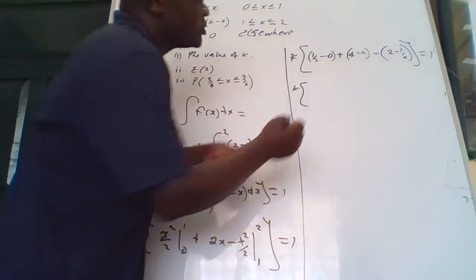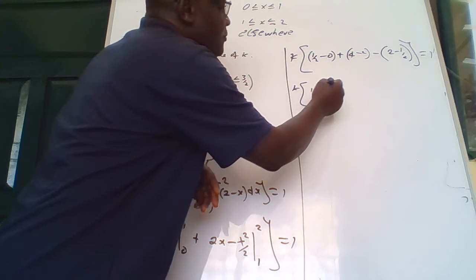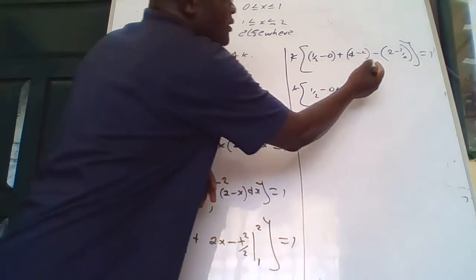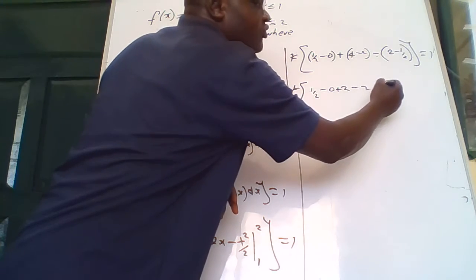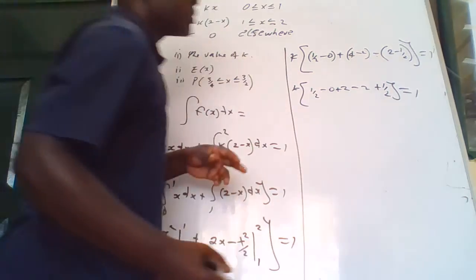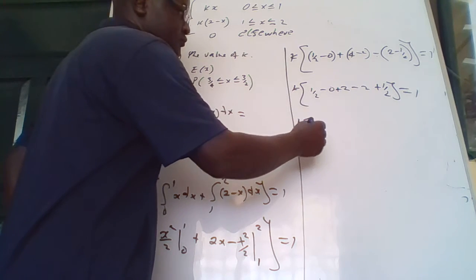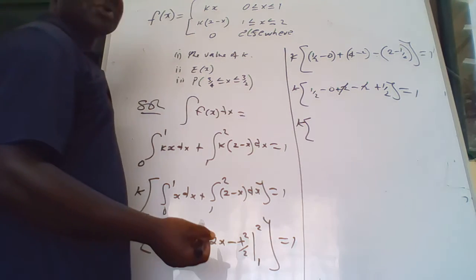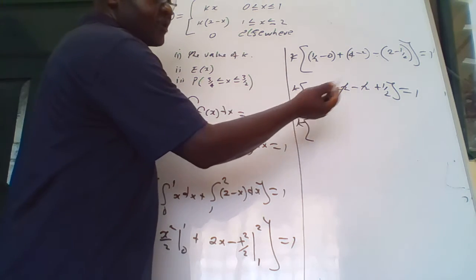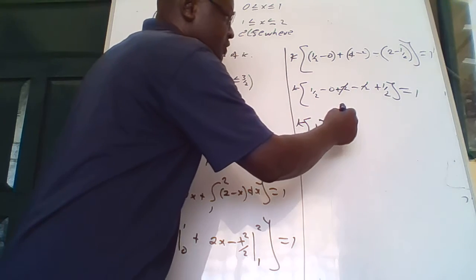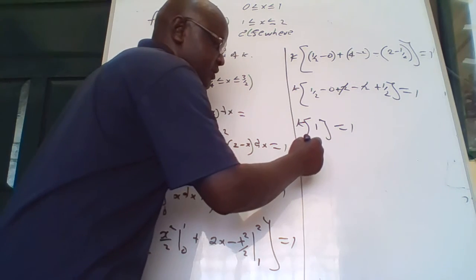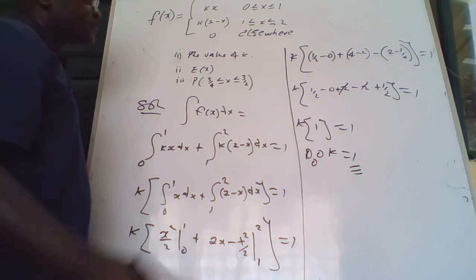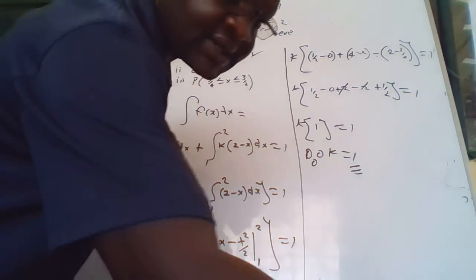So we have k times a half, minus 0. Here we have 2 plus 2, minus 2, negative and negative, plus a half. So this and that will cancel, because plus 2 minus 2 is 0. Then you have a half plus a half, which is 1, equals 1. Therefore, k equals 1. So the value of the constant is 1.